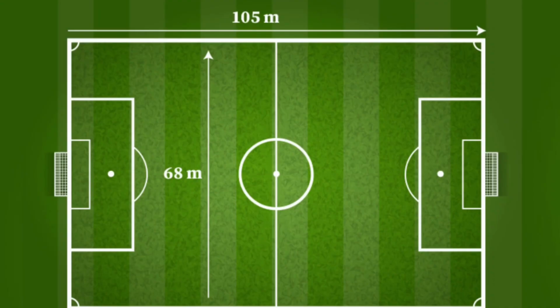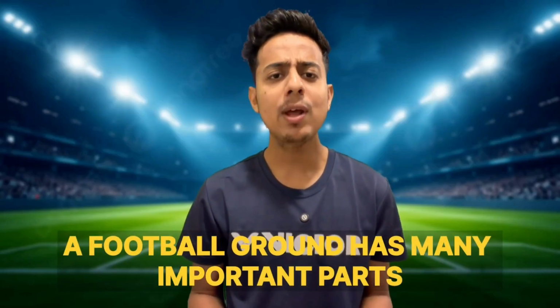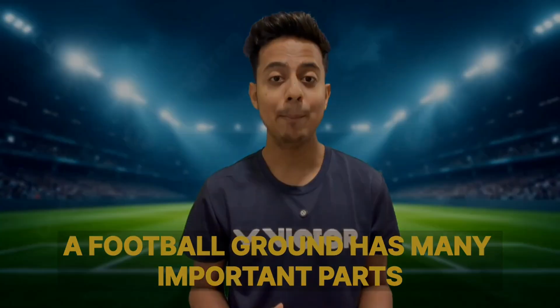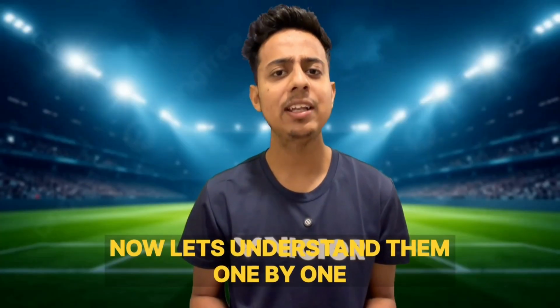Before playing football, first understand the field. If you really want to understand football, first you need to understand the football ground, which is also called a pitch. A football ground has many important parts. Main parts are goal post, penalty box, center circle, half line, corner area, sidelines. Now let's understand them one by one.